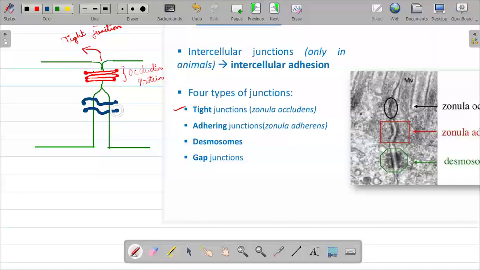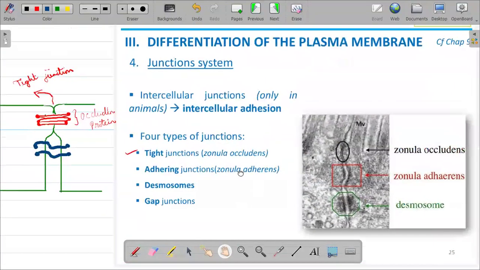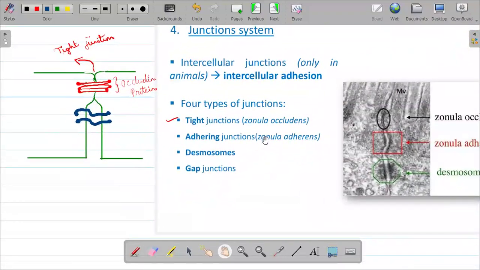Sir, now you're explaining the junction systems. Yes, ma'am. Within the plasma membrane, will they always be present? Will they always be in all the forms of junctions? Here there are four types. All will not be there together. Only one can be there or two can be there, but generally we can see the following junctions.